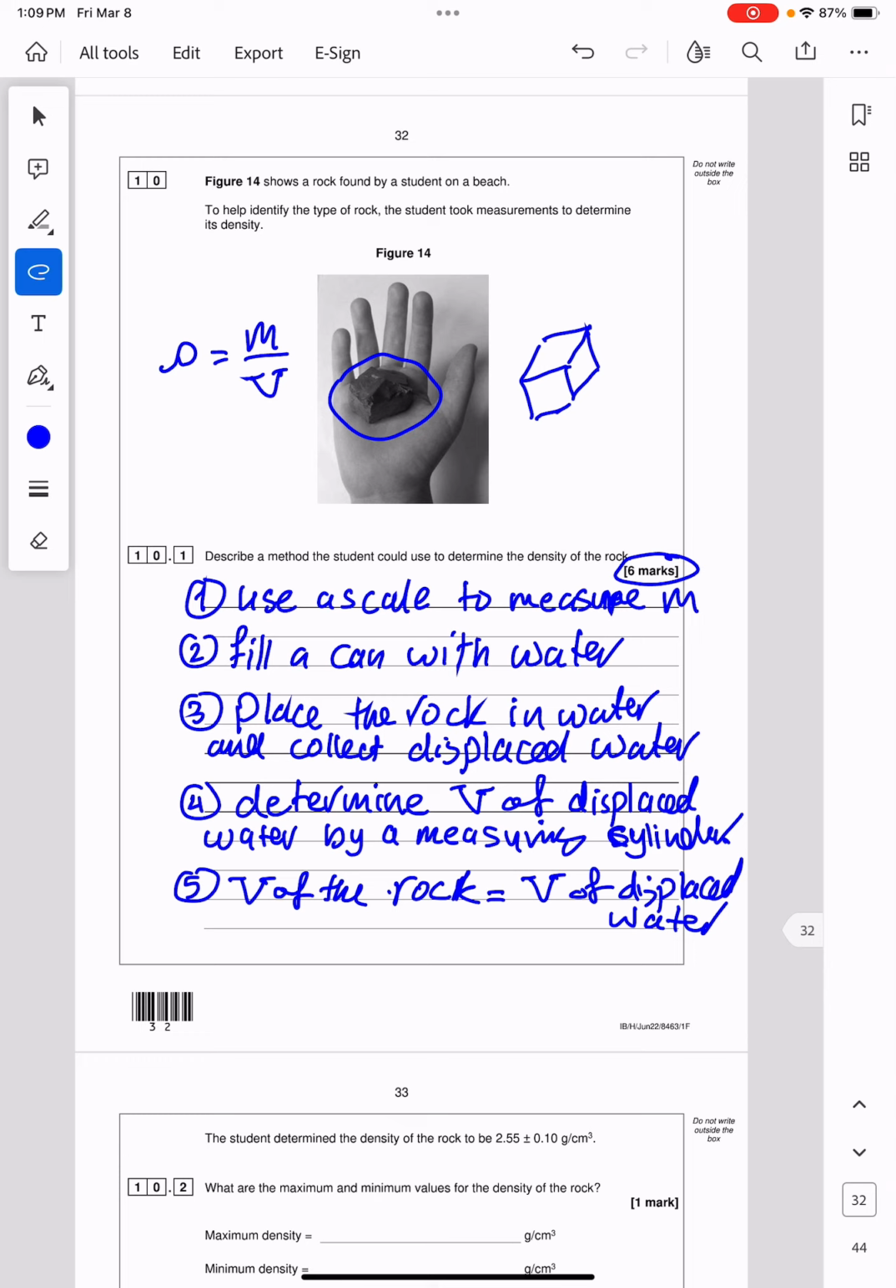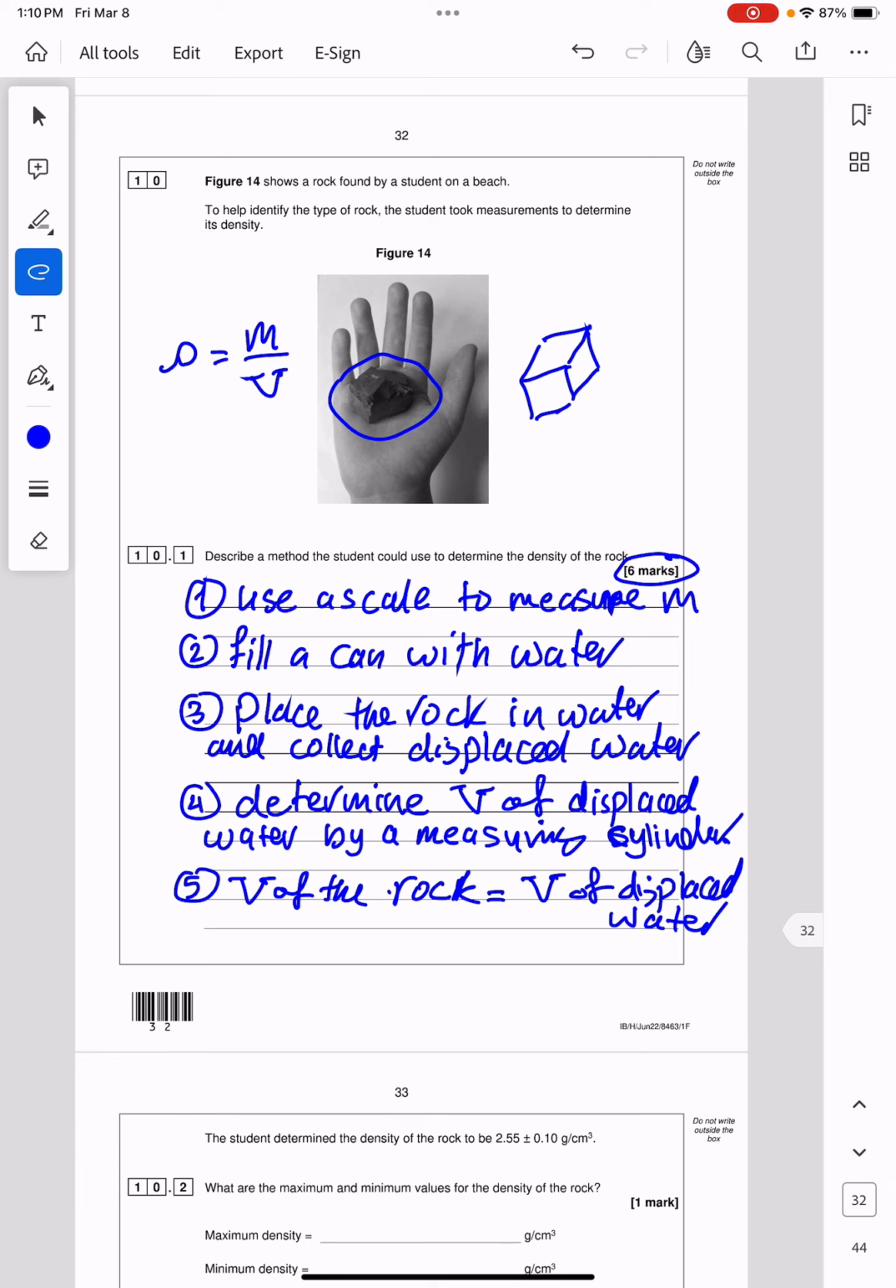So let me redo that again so that you can follow along with me. First of all, we're going to have a scale or a balance to find the mass. And with this, the problem is with the volume. The volume is irregular, so we have to find another way to figure out the volume, which is dropping it in a container or a can that has water up to the edge, and then collecting the displaced water and putting it in a cylinder so that we can find the volume of this displaced water.